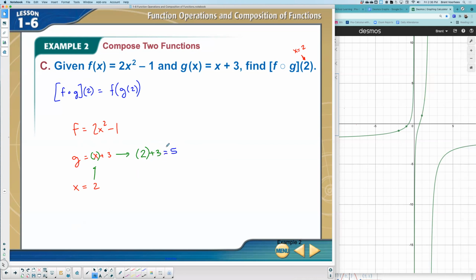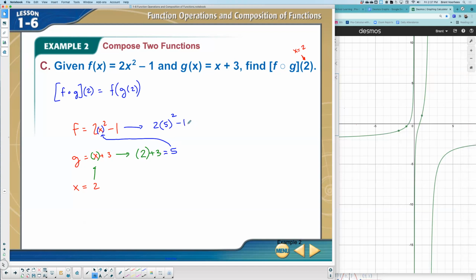So now with my 5, what do you think I do with 5? Substitute in for x. Will this be a 5x there? No, because that x comes out. And so we're left with 2 parentheses 5. That 5 replaces the x squared minus 1.